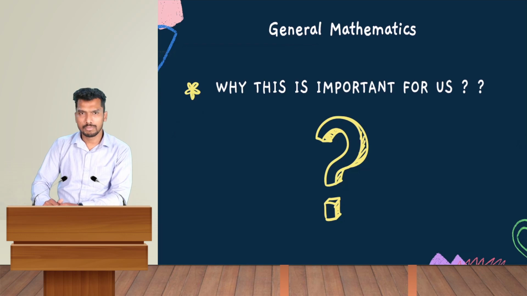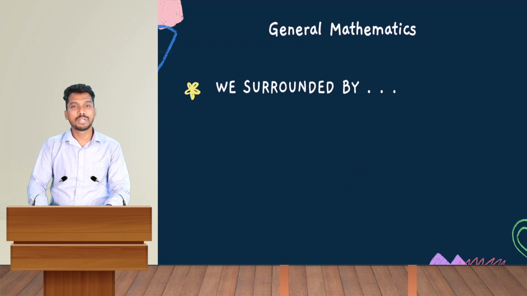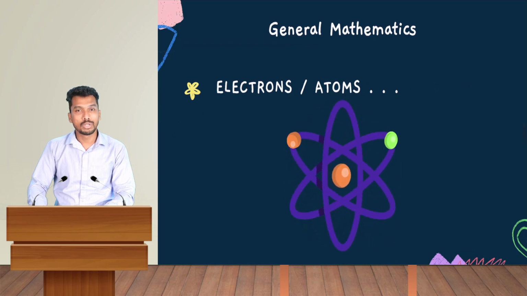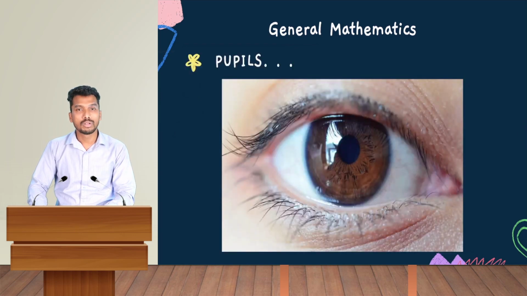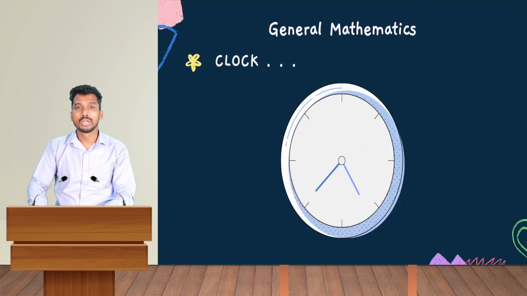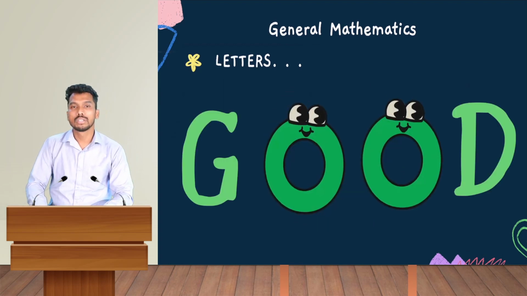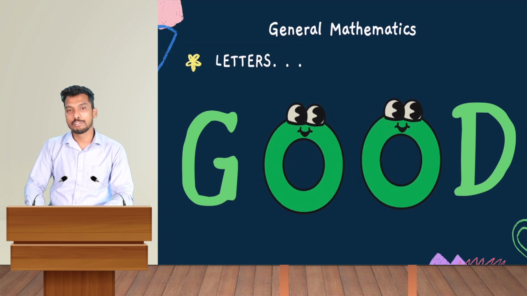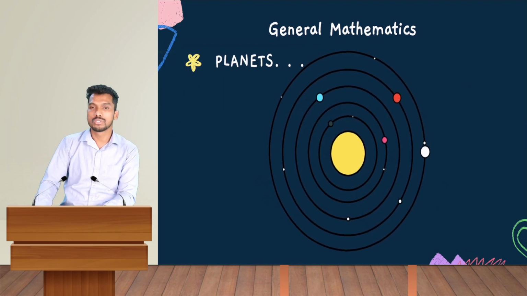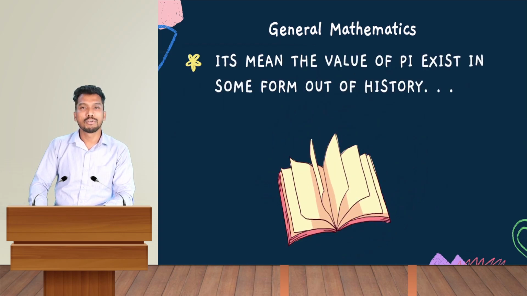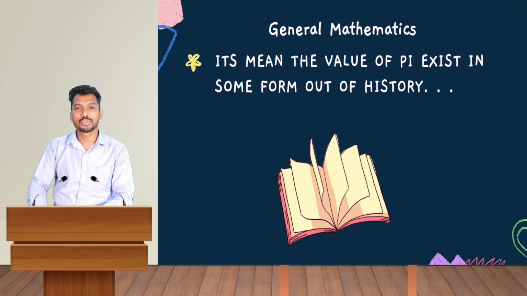Why is this important for us, finding the value of pi? We are basically surrounded by electrons, atoms and molecules, as well as the pupils of our eyes. Then we also have a clock, a bracelet, and the wheels we use in vehicles. The letter O in the alphabet is also a circle, as are planetary motions. As we know, the solar system rotates in circular motions. So it means the value of pi exists in some form in our history also.